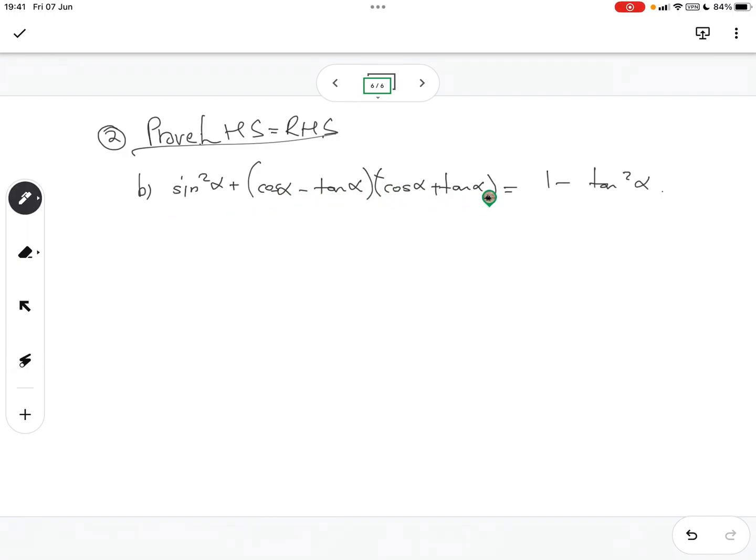Right-hand side. Yes, so we're doing this one here. Should we choose left-hand side or right-hand side? Which one should we choose?